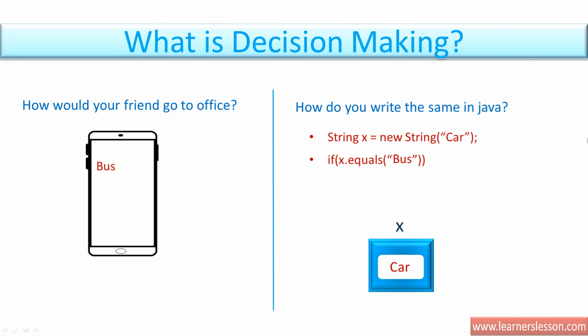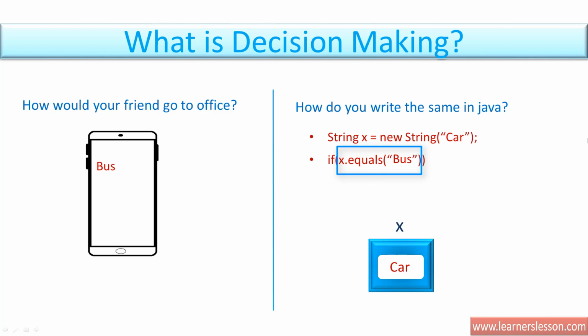Now in order to make these lines a little simpler, let me explain this using Java. In the first line, we have declared a string type variable called x and we have assigned car to it. And in the next line, we have the if statement. The if statement is the statement by which Java takes a decision. Inside the if statement, we have mentioned x.equals("bus").